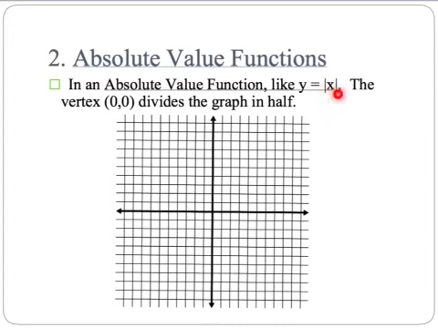So an example of an absolute value function is right here: y equals the absolute value of x. That is an absolute value function. Its vertex is at (0, 0), and it divides the graph in half. Okay, so why does it divide the graph in half? Well, let's look at what we would get here.